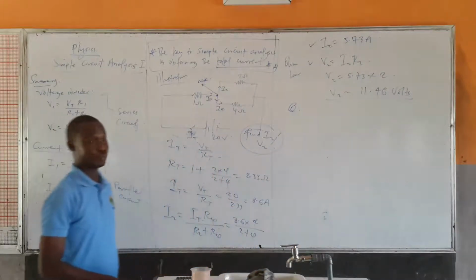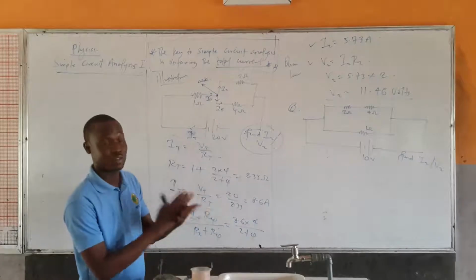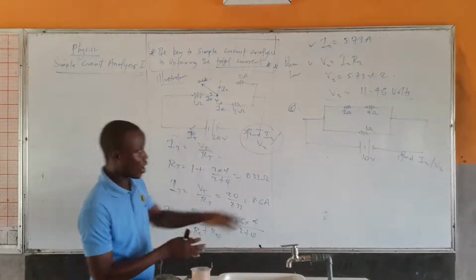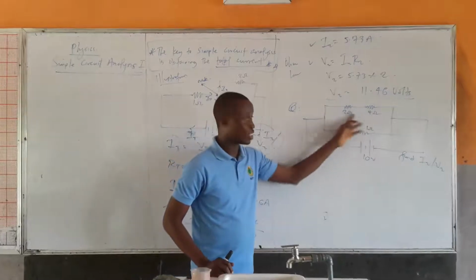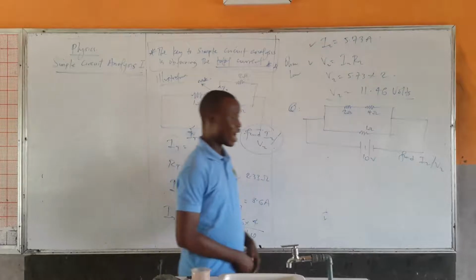Next question. Okay, now we have tried to use the current and the voltage divider to analyze the circuit, and I believe that is quite straight. Here we have another circuit. We have a 2 ohms and 4 ohms in series connected in parallel to a 1 ohm resistor. And we're still told to find I2 and V2.